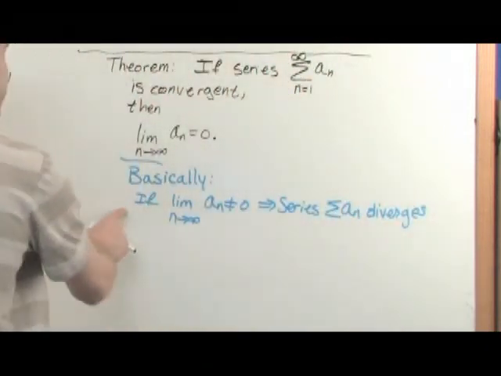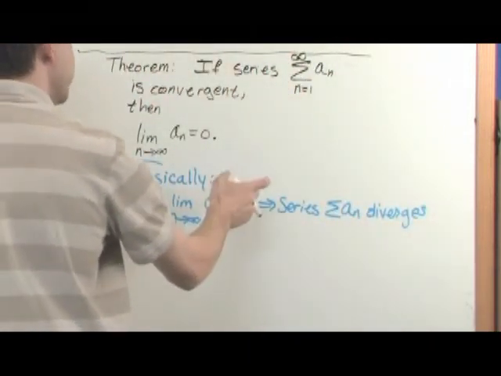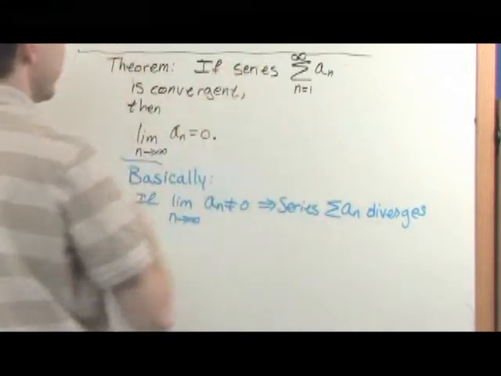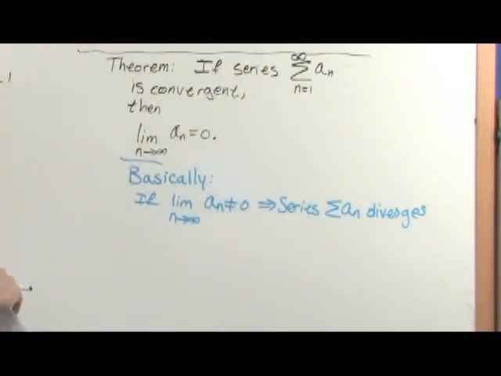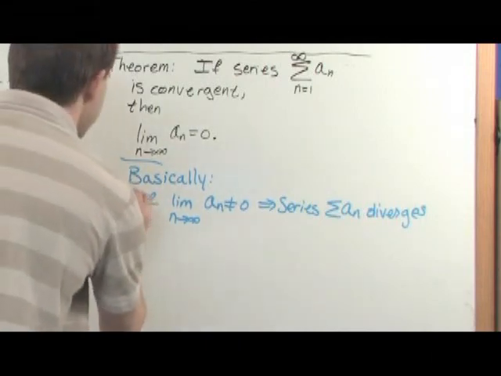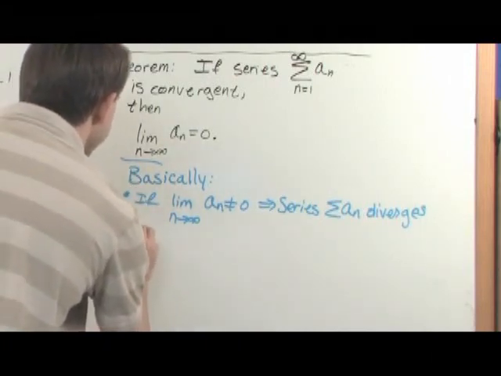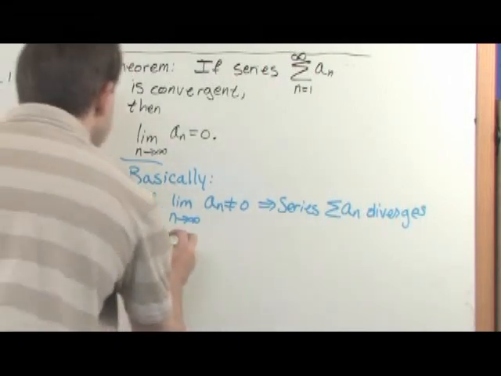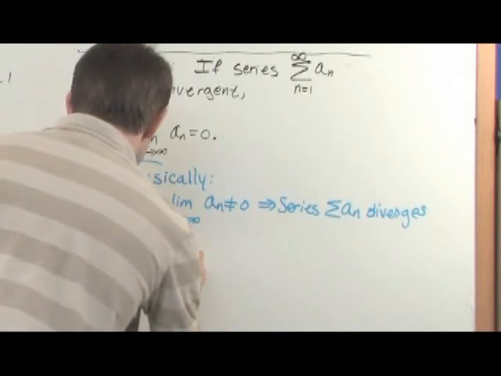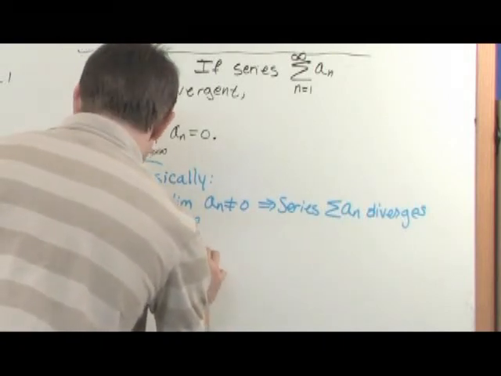Okay? If the limit of the elements in the sequence doesn't approach 0, then the series diverges. That's what that means. And there's no way you can get a series that converges unless those elements actually approach 0, because you're adding them up. They have to approach 0 in order for you to get anything reasonable. That's the first thing.